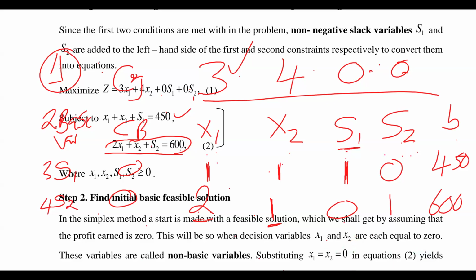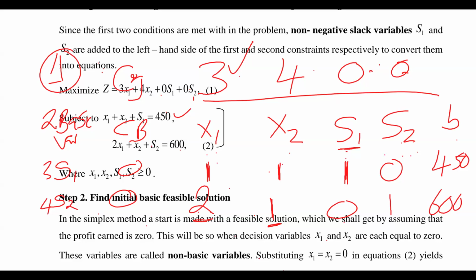Okay, I get it now. So for the first line where it's equal to 450, we are using the first function, which is x1 plus x2 plus s1 equals 450. That's the first constraint. On that first constraint, we didn't have s2. That's why we had to put s2 to be 0. Okay, I get this now. I get your point.